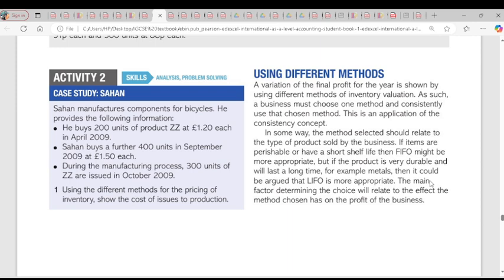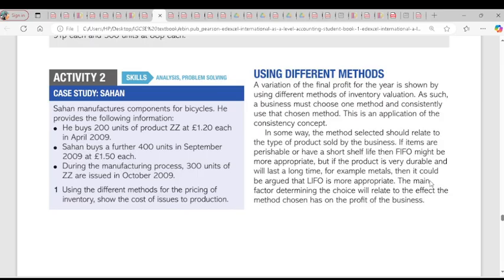Based on the FIFO calculation, FIFO is the cost of the oldest multiplied by the amount of inventory sold. The cost of the oldest is 200 units at 1.2, and the amount sold is 300 units. They said there are an additional 400 units in September. That is still first in, because the last in is October and the first in is September. So first in, first out.